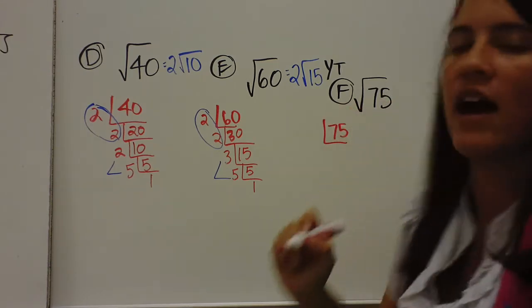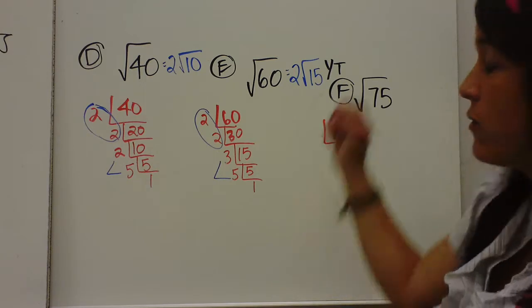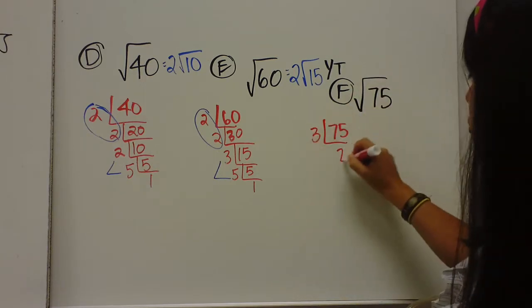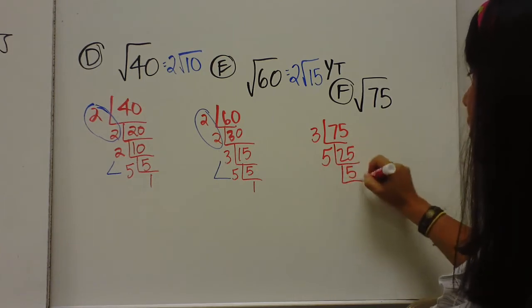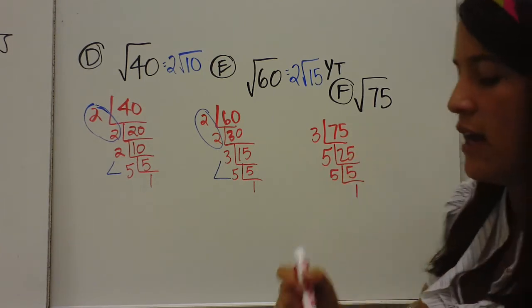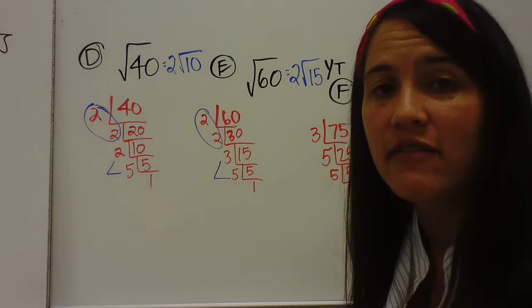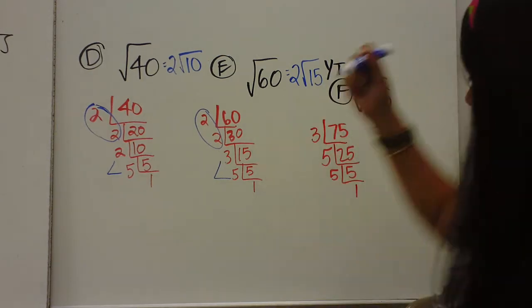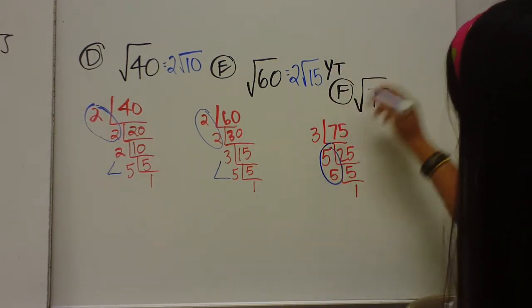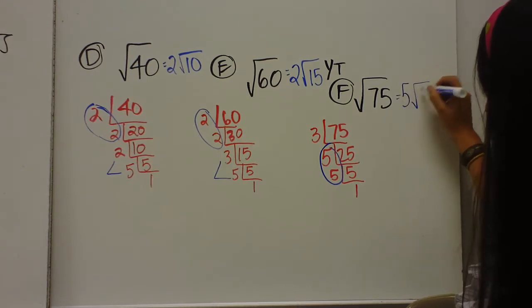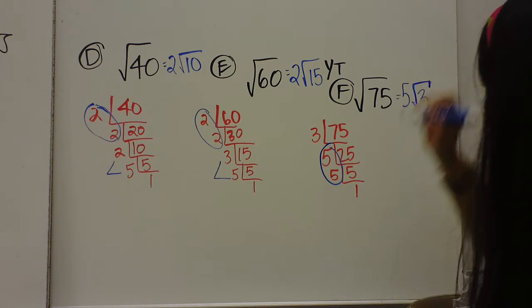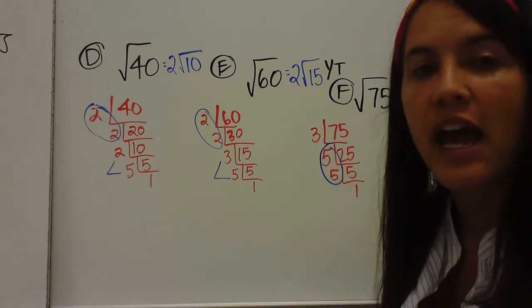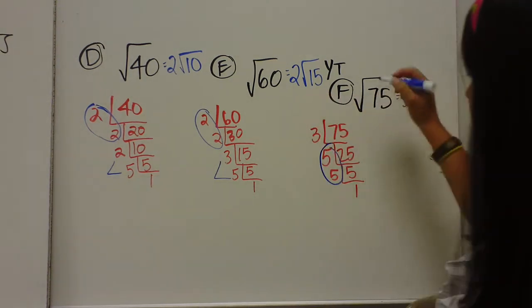So I start with 75. So 2 won't go into 75, but 3 will. And I get 25. And then 5. And then 1. Now you may have started with 5 and you got the same answer. So we circle our pairs. And then the 3 stays inside the radical. So 5 root 3.